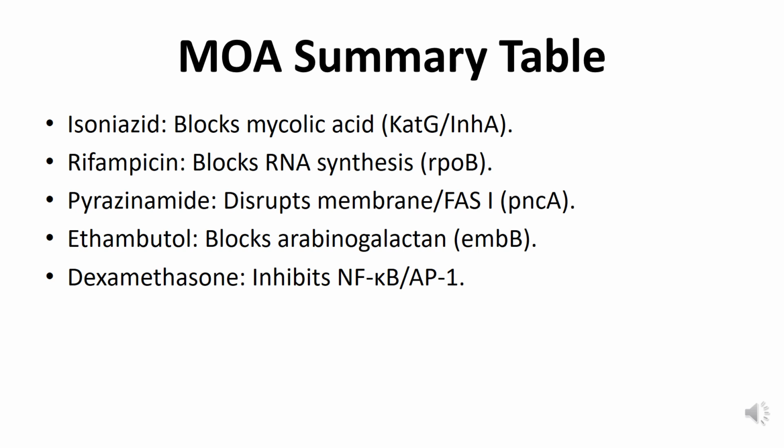In summary, each medication has a unique role. Isoniazid blocks mycolic acid synthesis. Rifampicin blocks RNA production. Pyrazinamide disrupts membrane function and energy metabolism. Ethambutol inhibits arabinogalactan formation. Dexamethasone controls harmful inflammation. Together, these agents create a powerful strategy for treating CNS tuberculosis while minimizing both bacterial survival and inflammatory injury.